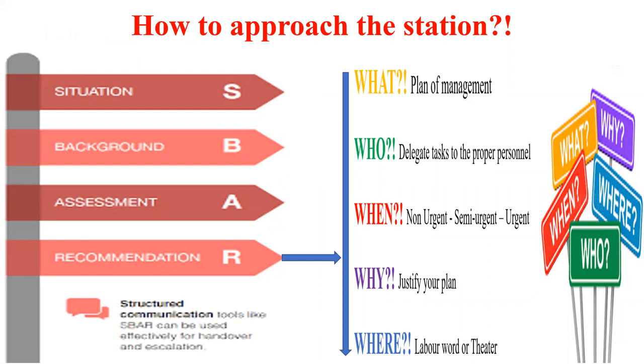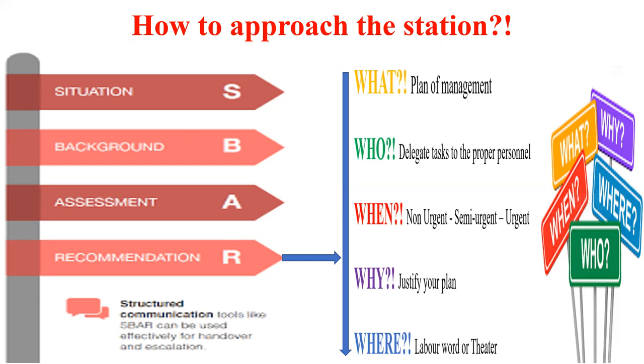And once you reach the recommendation, remember the 5 W's. What will be done means the plan of management. Who will do means which one of the team you will delegate this task to. When it will be done, now it's time for categorization, if it's urgent, semi-urgent or non-urgent. Why it will be done? Now you are justifying your management plan. And where it will be done, either in the labor ward, or this patient will go to the HDU, or you need to examine the patient or do forceps in the theater.